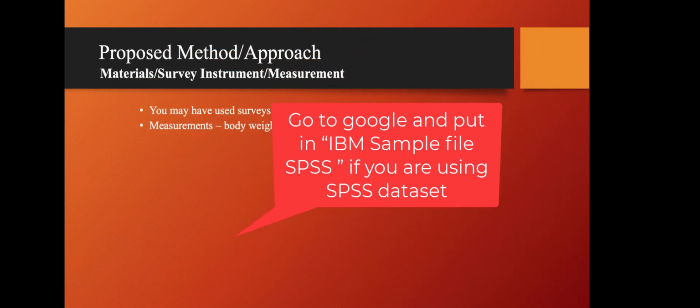And then materials, surveys, instruments, and measurements. If your data use surveys, you just want to write down what kind of surveys. That's your previous homework. Any measurements, it could be body weight, nutrition, distance, anything that you could physically measure. You could also put in there how the data was collected.